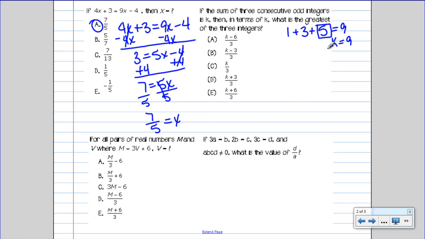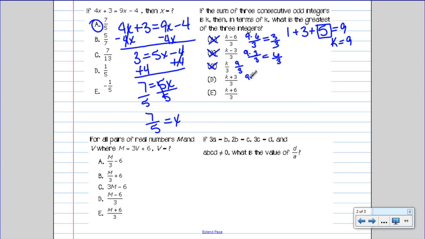I am going to now plug what I know about k into my answer choices and see which one gives me 5 as the greatest integer. Okay? So if I plug 9 into this first one, I get 9 minus 6 divided by 3, which gives me 3 divided by 3, which is not 5. That makes 1, so it's not A. So we'll check B. I have to do 9 minus 3 divided by 3, which gives me 6 divided by 3, which is 2, not 5. C is pretty simple. It's just 9 divided by 3, which makes 3, not 5.